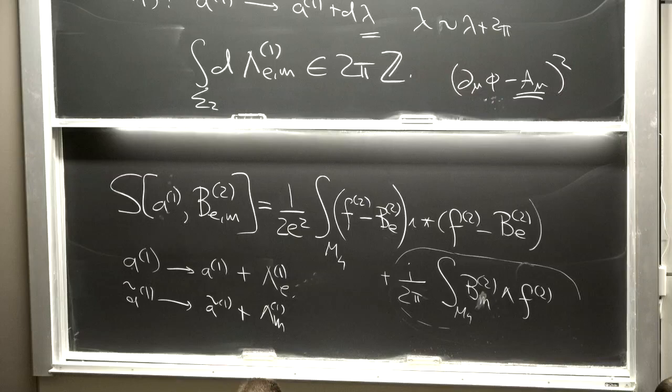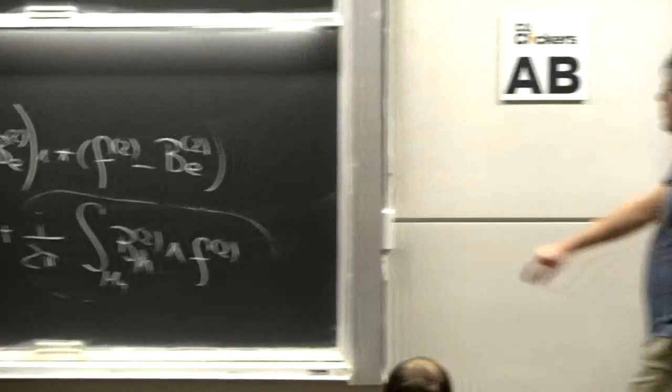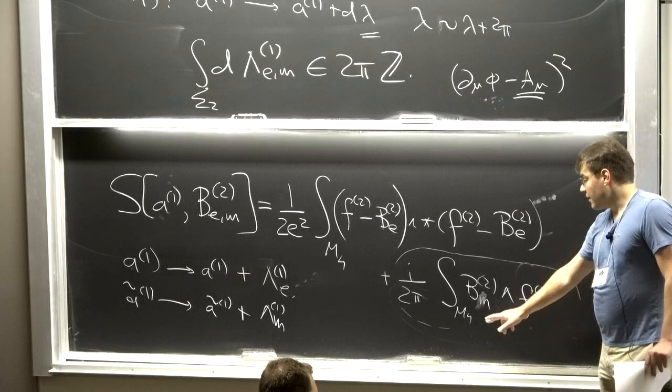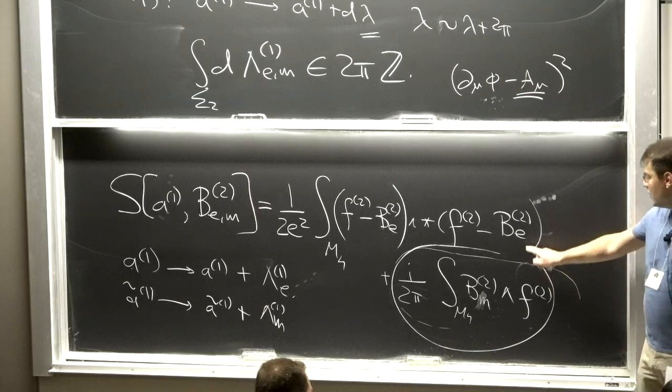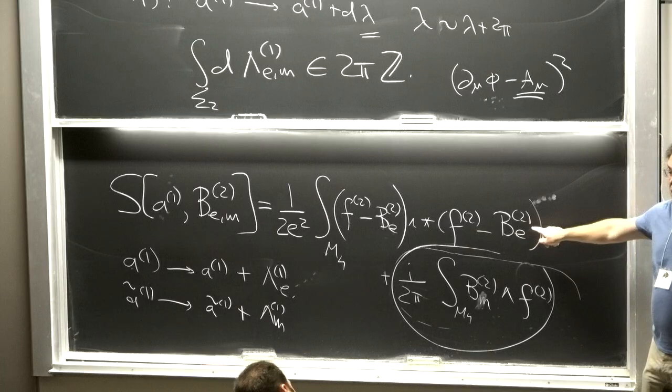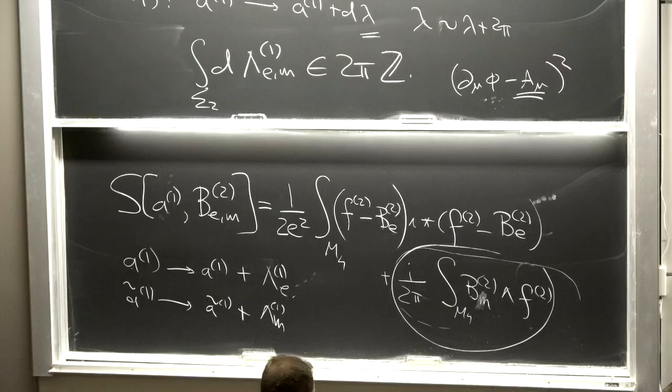OK. So we checked that this term in the action is invariant under everything. And we checked that this term in the action is invariant under B magnetic gauge transformations. What we have not yet checked is whether this BF term is invariant under electric gauge transformations. Because notice that here, I didn't put an F minus B. I just put an F. Here, I put an F minus B in order to make this term invariant under the electric transformations. So let's now do that.